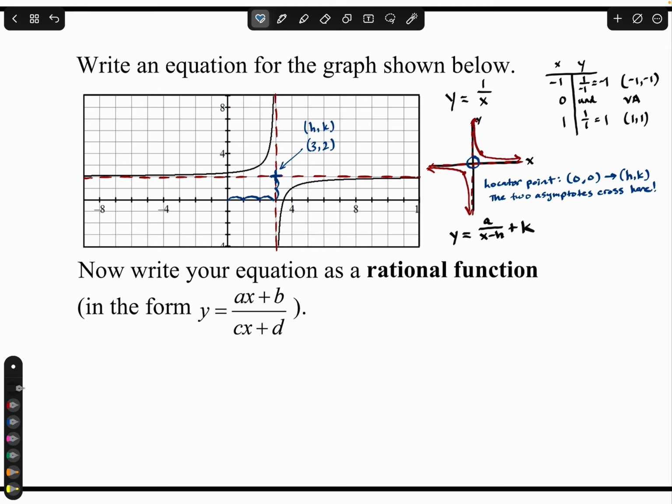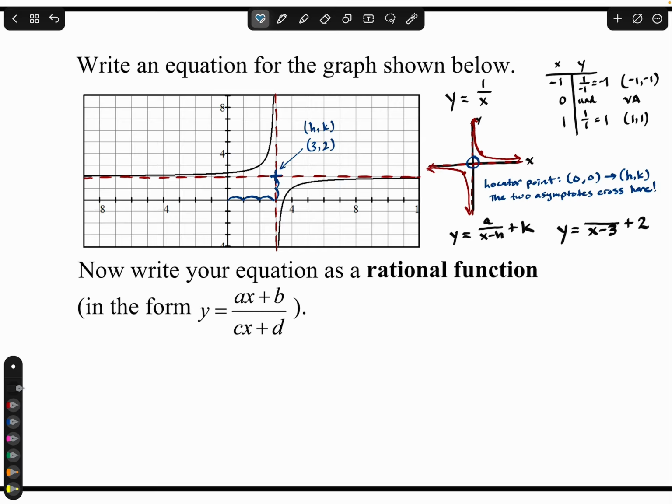Right, in this case here, we've identified what h and k are. So as I go to start putting those in here, we're going to say y is equal to, we have in our denominator x minus our h, so x minus 3, and we'd have our k would be 2, so it'd be plus 2.